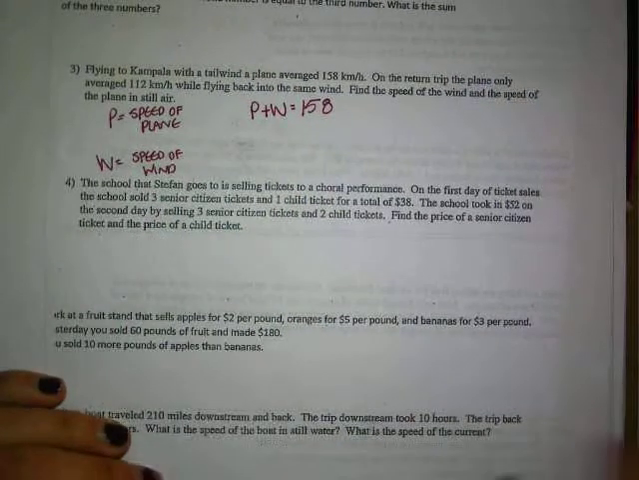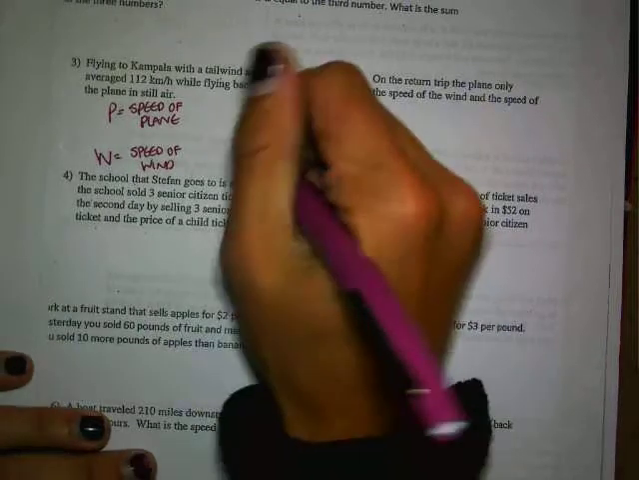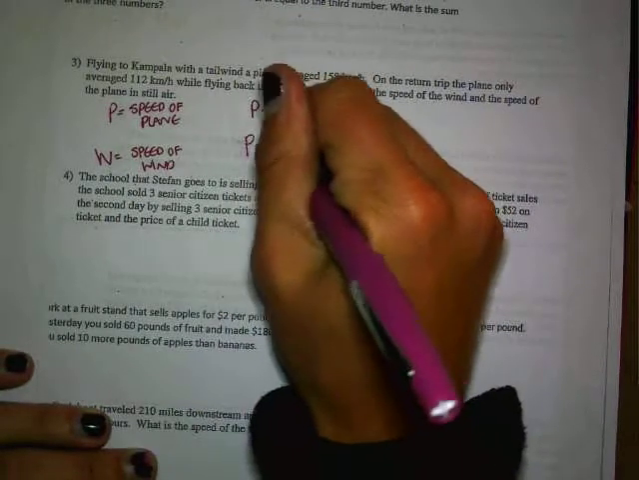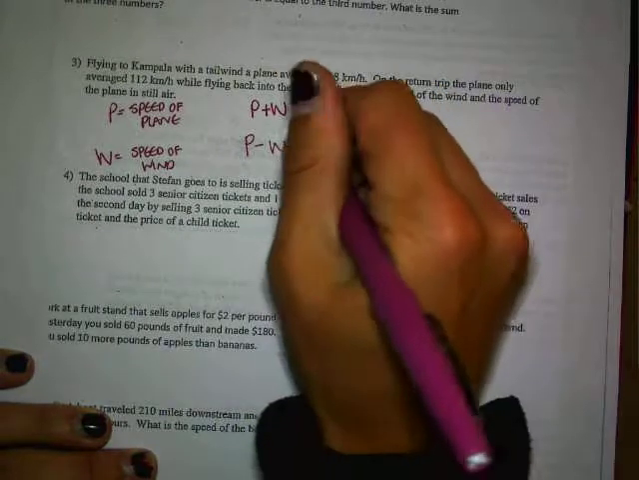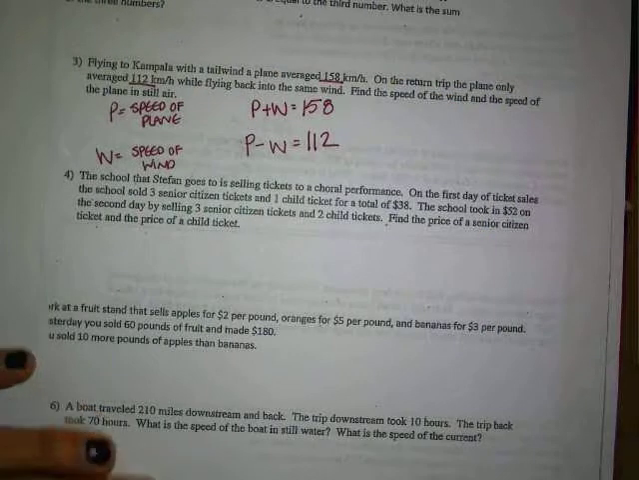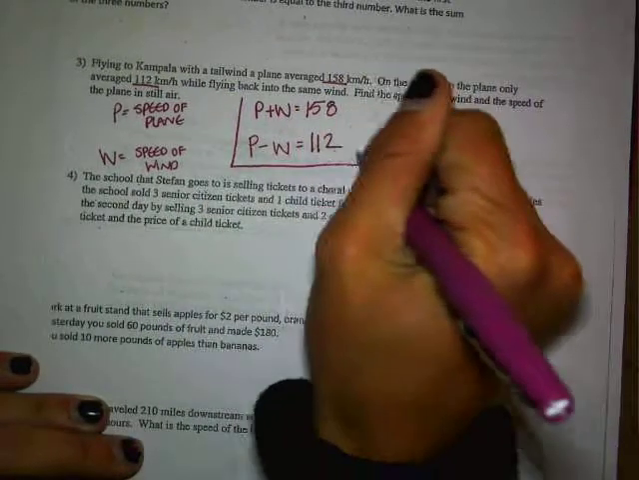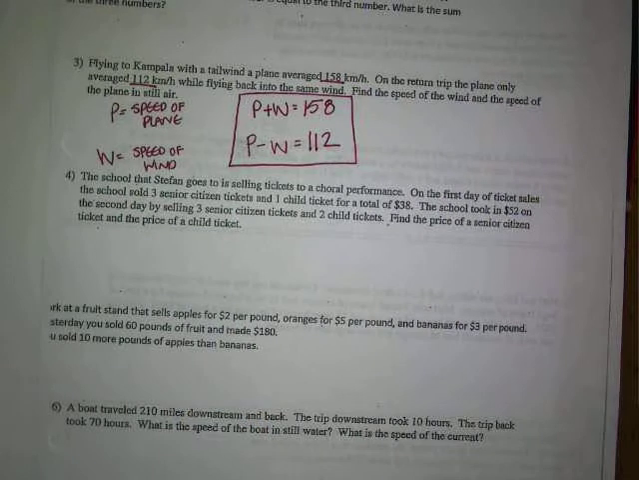Okay, and then on the return trip, it's now going against the wind. So they're going in opposite directions. So what do you think you're going to do with P and W? So P minus W is going to equal what? 112, because when they're going back, it is 112 kilometers per hour. These are my 2 equations. 2 variables, 2 equations. You don't have to solve it.